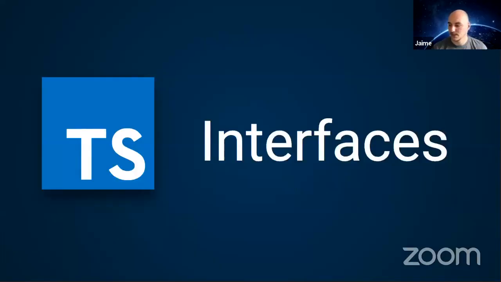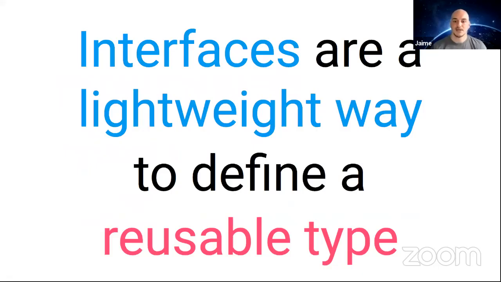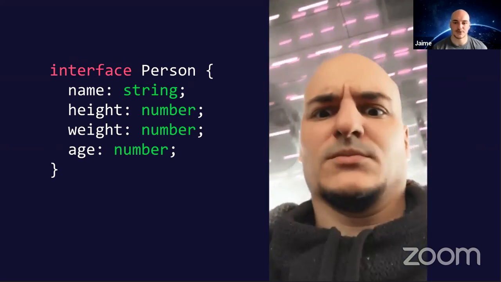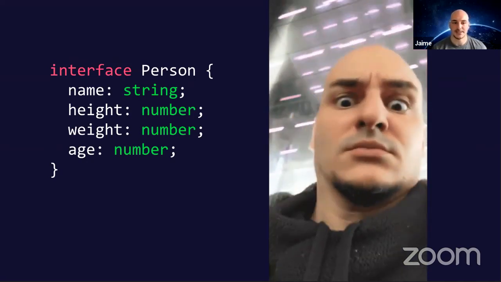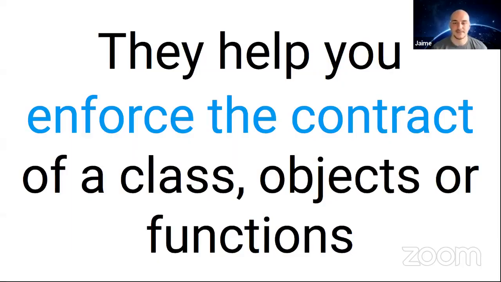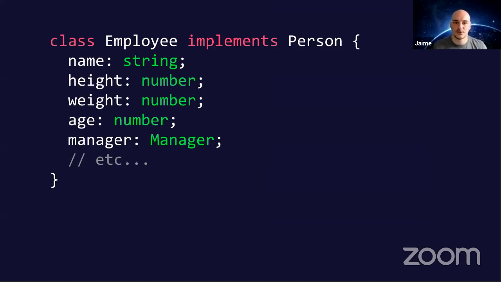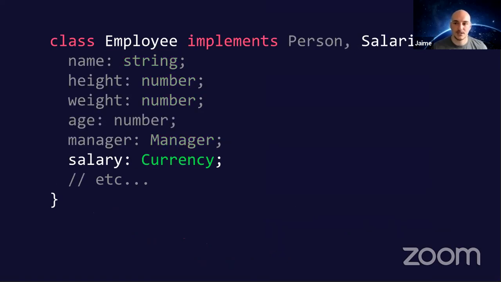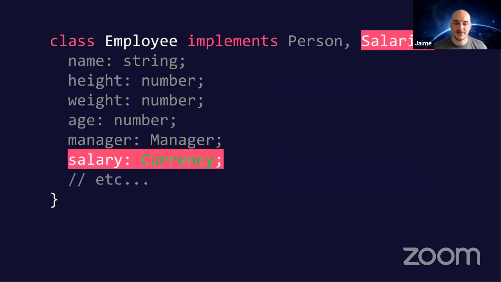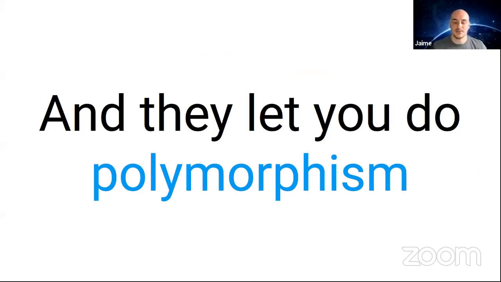Then we have interfaces. They're the lightweight way to define a reusable type. So this is how it looks. Here we have a person, a crazy person, that has name, height, weight, and age. And the good thing is that they help you enforce the contract of a class, object, or function. So here we're implementing this interface. If we remove a variable, we no longer implement it, so we get an error. We can implement multiple interfaces, and they let you do polymorphism.